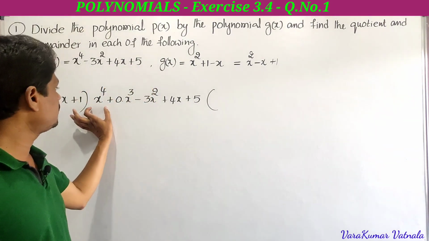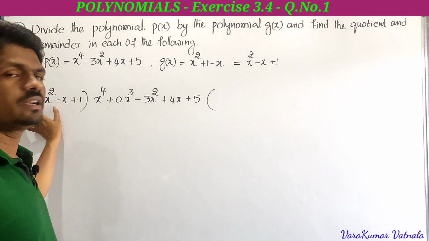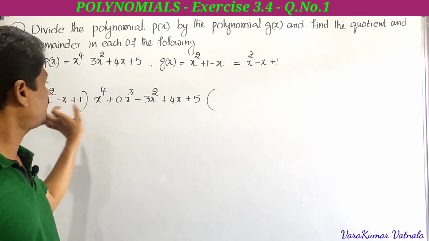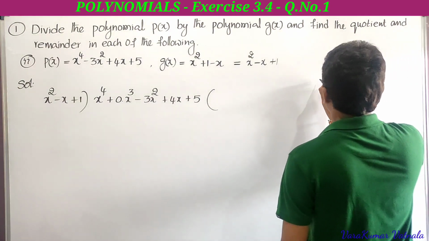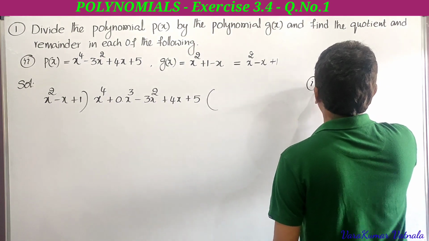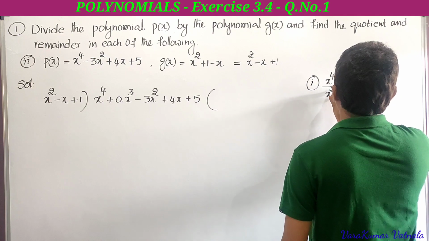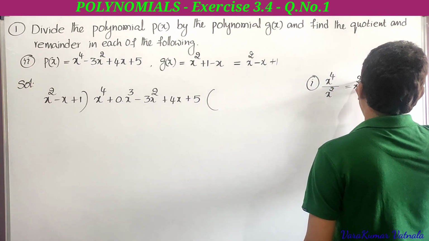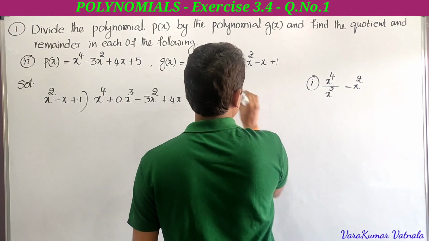The highest degree term in p of x is x to the power 4. The highest degree term in g of x is x square. Now I have to divide x to the power 4 by x square. This is the first step. x to the power 4 divided by x square, we get x square. So write this x square in the quotient place. This is the first step.